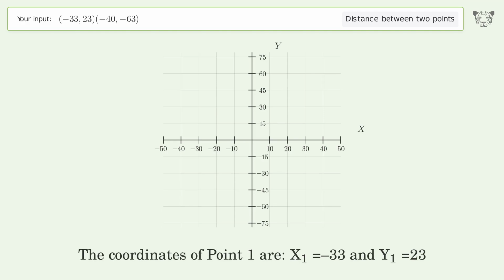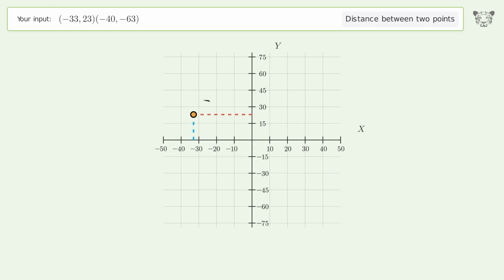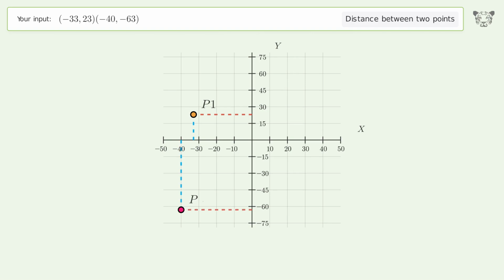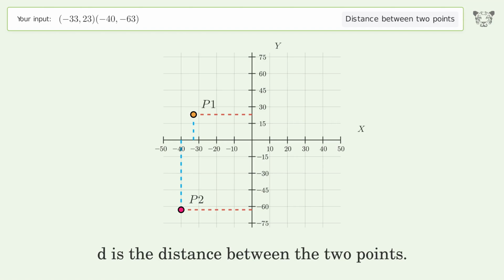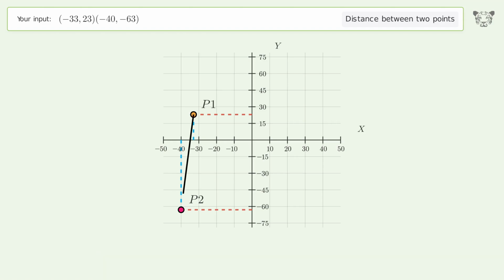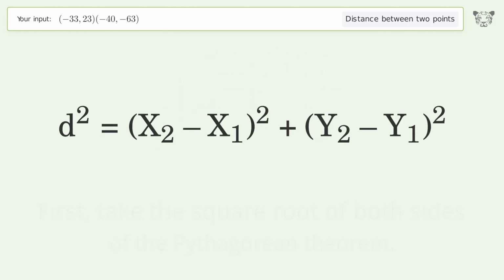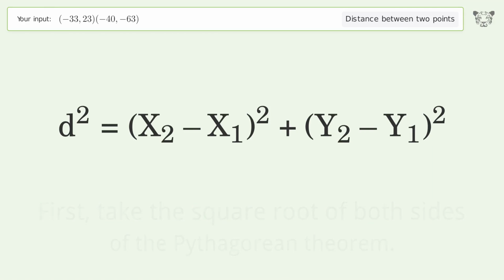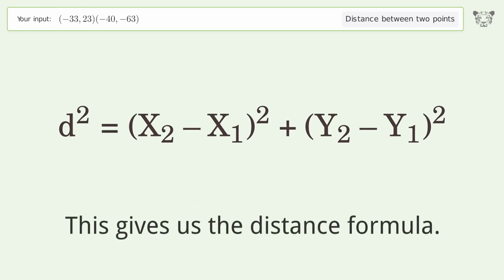The coordinates of point 1 are x1 equals -33 and y1 equals 23. The coordinates of point 2 are x2 equals -40 and y2 equals -63. D is the distance between the 2 points. First, take the square root of both sides of the Pythagorean theorem. This gives us the distance formula.